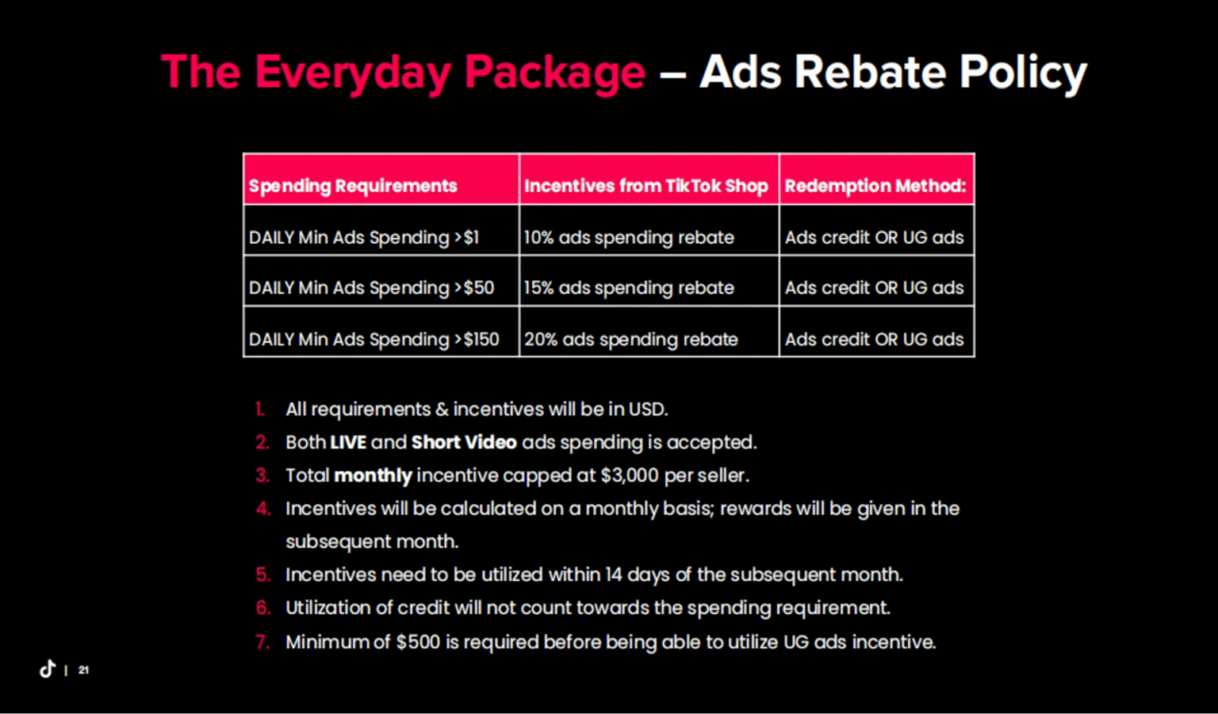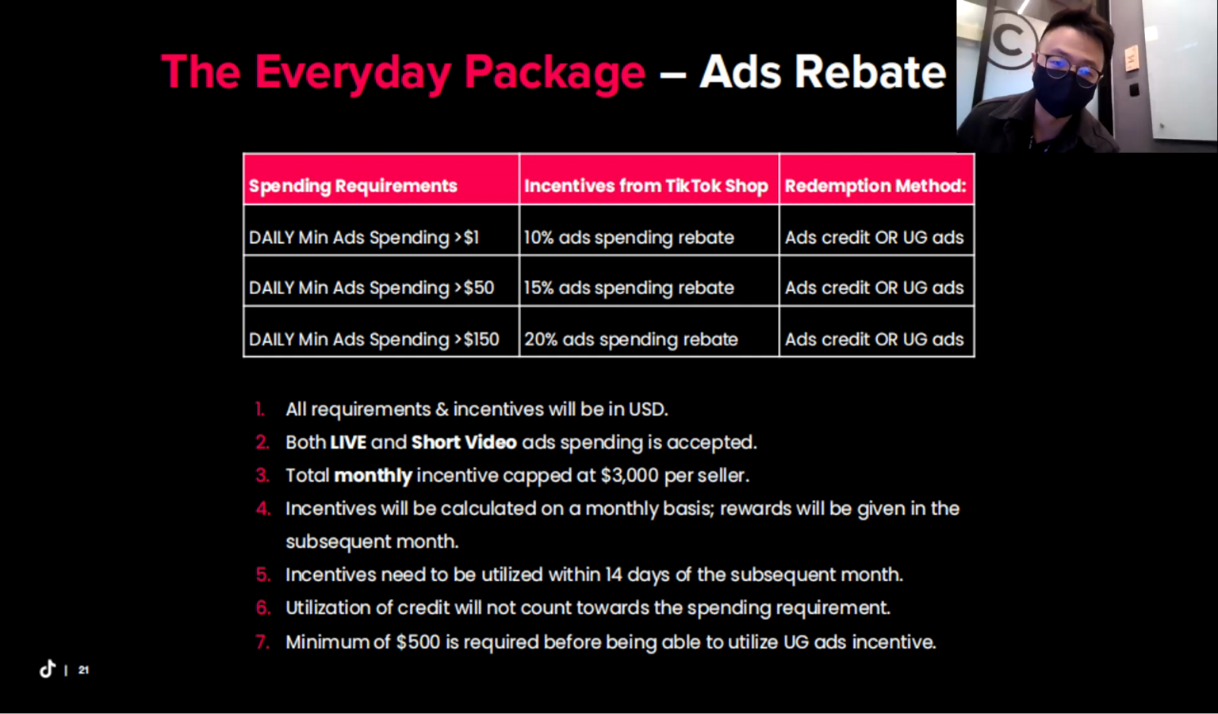Hi, everyone. So just here to quickly run you through the mechanics of the everyday package. As you can see in the table, all you have to do is spend a minimum requirement and we'll give you a rebate. The requirements start as low as $1 and we're rewarding you with 10% in rebate. The next tier up is $50, where we reward you with 15% rebate. And the last tier is with a min spend of $150, we give you a 20% rebate. So we're effectively incentivizing you to spend more.